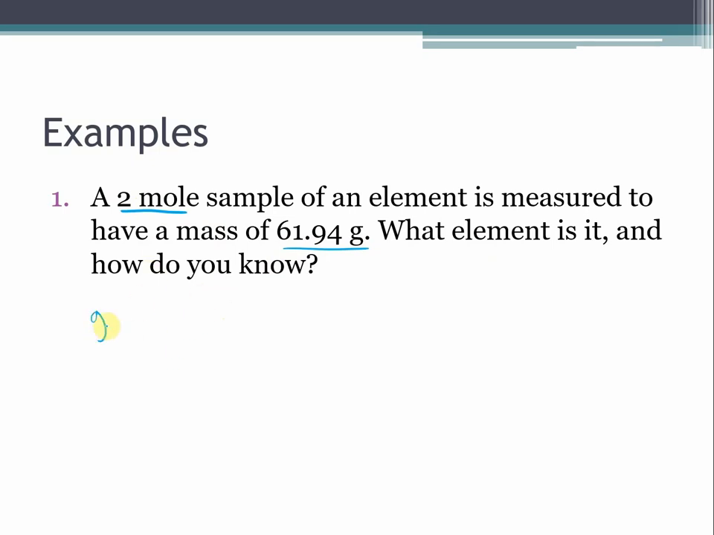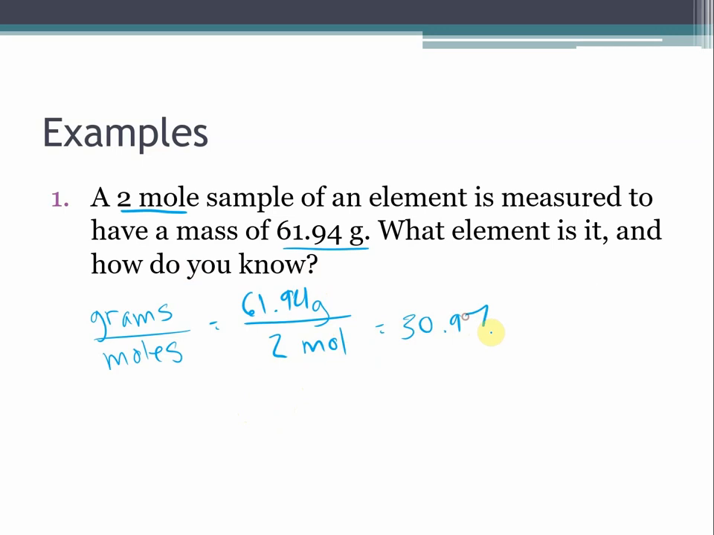Well, molar mass is in units of grams over moles. So to find our molar mass, we'll take our number of grams, our 61.94 grams, and we will divide by 2 moles. Plugging that into your calculator, 61.94 divided by 2 is equal to 30.97 grams per mole.